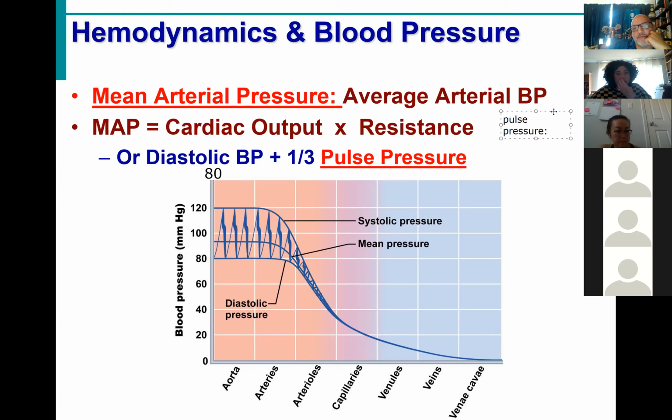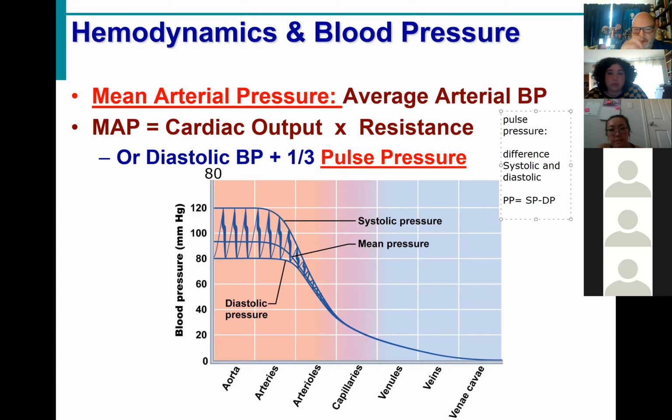I think because it goes all the way to the heart. Not a bad guess. The pulse pressure, though, is actually the difference between the systolic pressure and the diastolic. So in this case, what would the pulse pressure of our typical completely unrealistic person be? Well, it would be our systolic pressure minus our diastolic pressure.